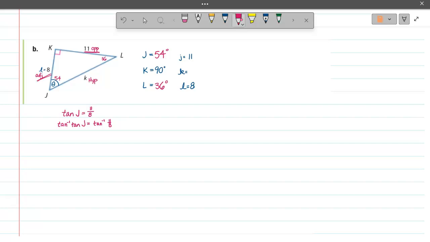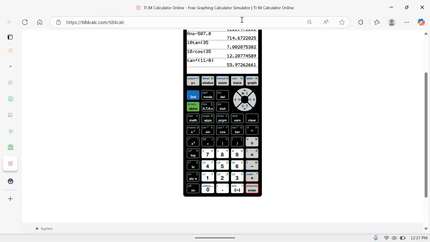We know that if I'm using angle 54, angle J, and I want to find the hypotenuse, I can either use the cosine or the sine. It really doesn't make a difference because they're both provided. I'm just going to say that the sine of 54 degrees is the opposite over the hypotenuse. So again, solving 11 divided by the sine of 54, I know that that side is 13.6.